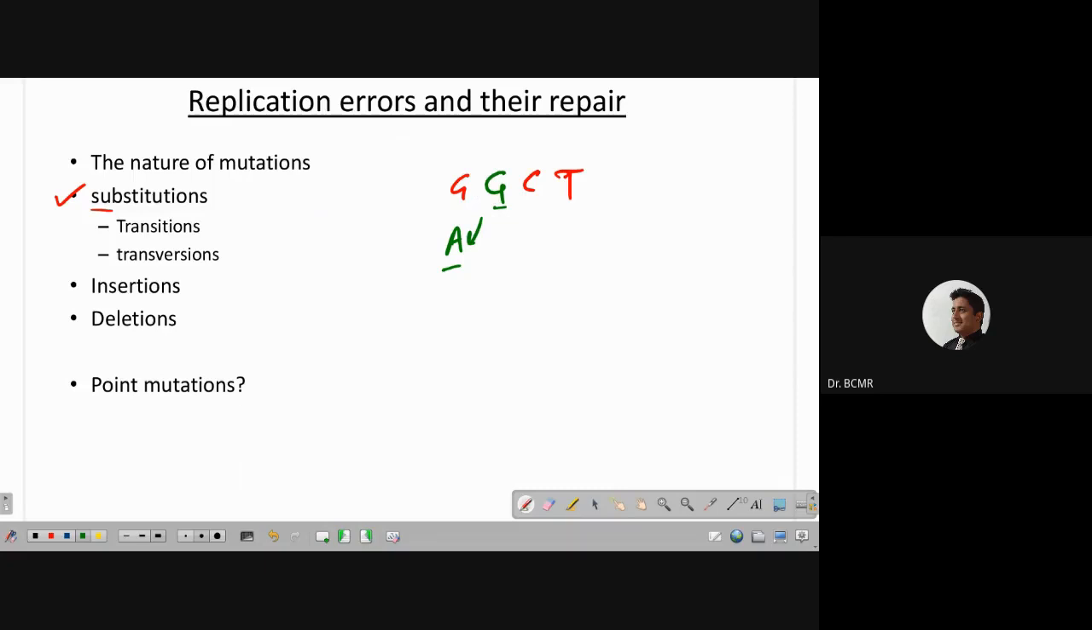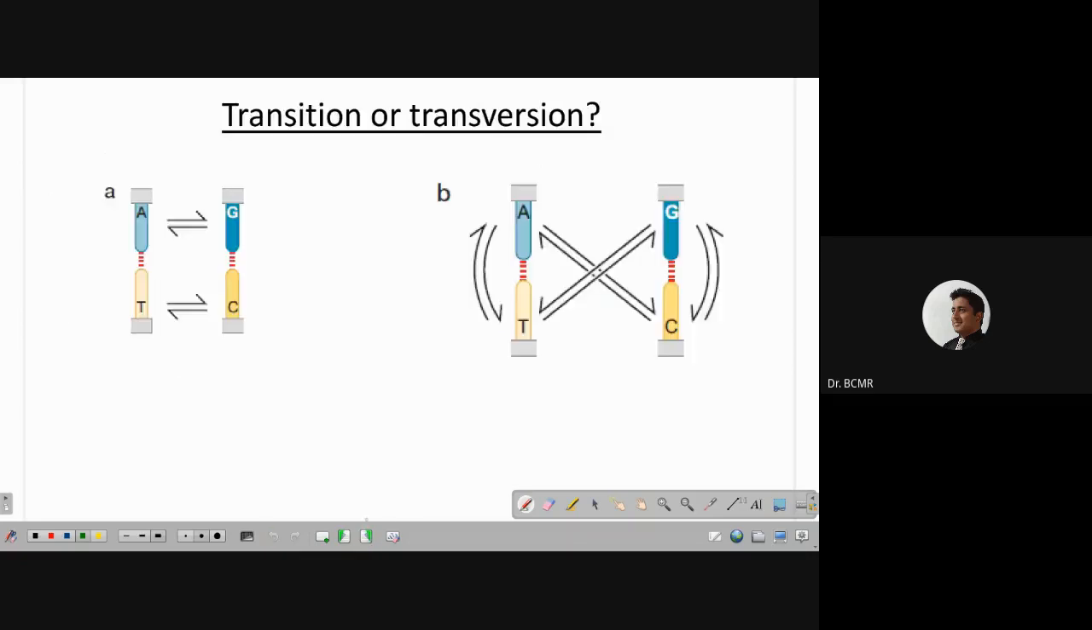And point mutations are small range. Say, for example, there is a huge DNA, some hundreds, say 300 base pairs, and I remove 100 base pairs from it. Okay, they are large scale. But if I'm making small changes like one base or two bases or three bases, then they are typically referred to as point mutations. Otherwise, if you're losing a large fragment of chromosome or DNA, they are large scale deletions or insertions or mutations. So substitutions, there are two types.